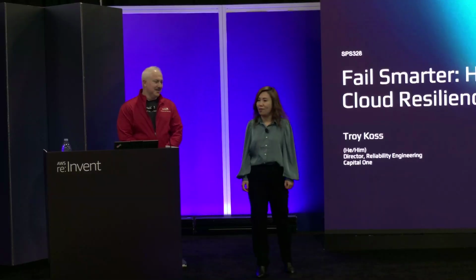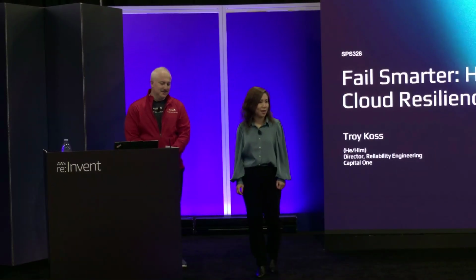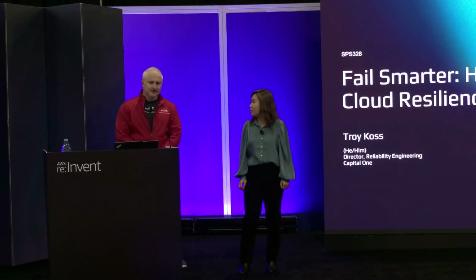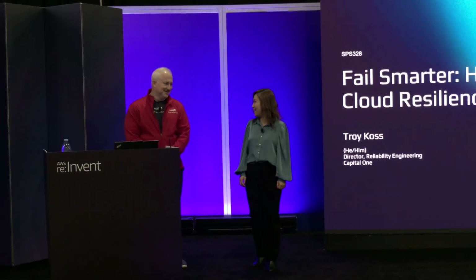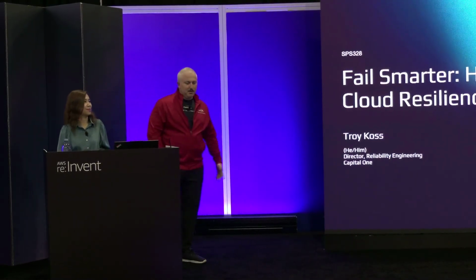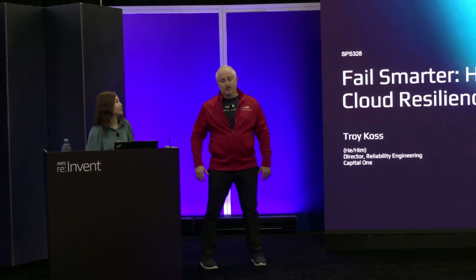My name is Sheng Liao. I lead the technical account managers within strategic segment at AWS. I have the pleasure of working with Troy. Troy, I'll let you introduce yourself. Yeah, thank you so much. I'm Troy Koss. I lead reliability engineering at Capital One. A lot of what we work on is enabling other teams to build their applications more reliably.